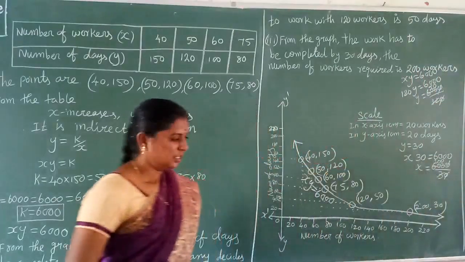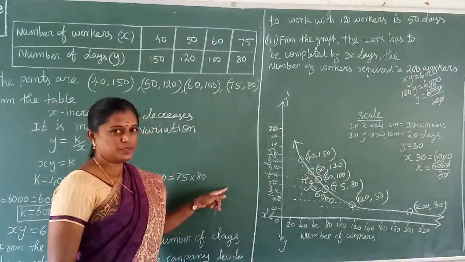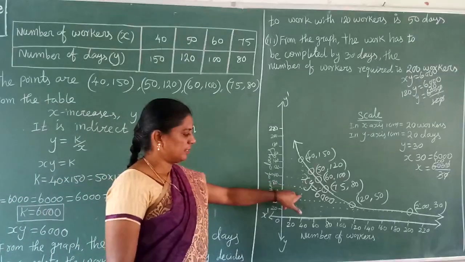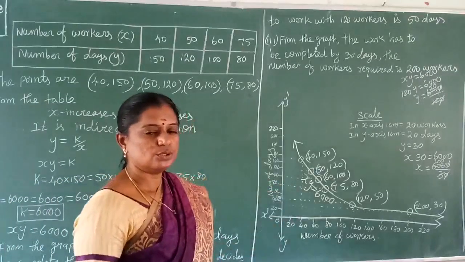Is it clear? Before that, using the algebraic method, now the same questions you apply the graphical method and find the values. Is it clear?